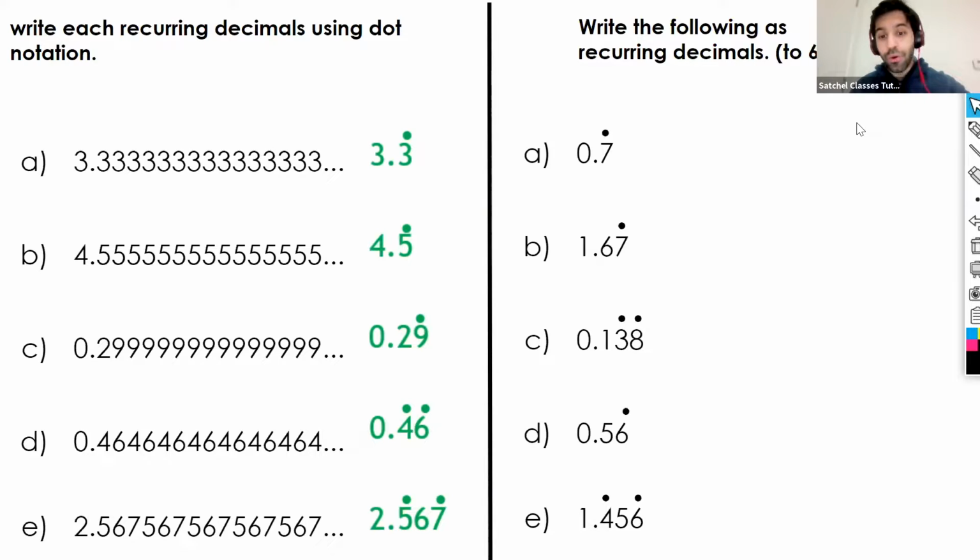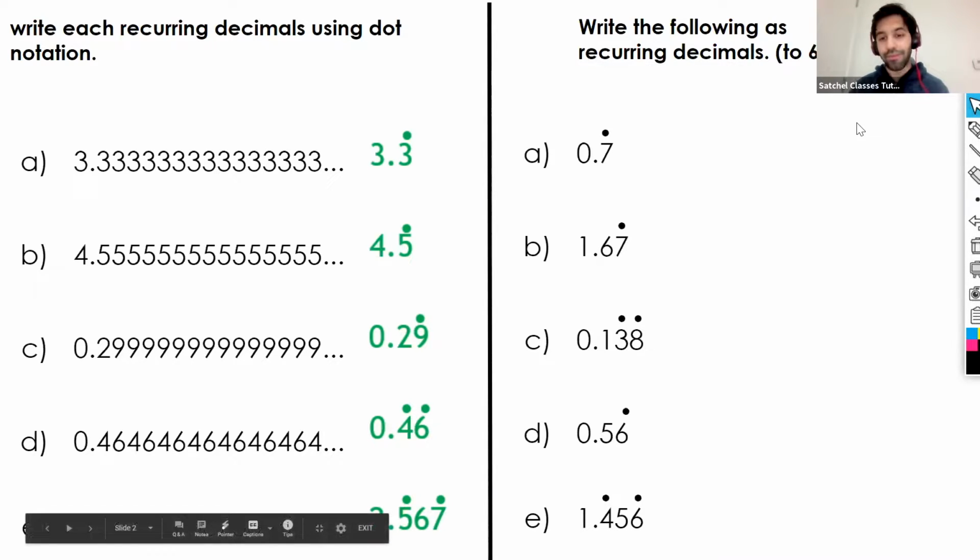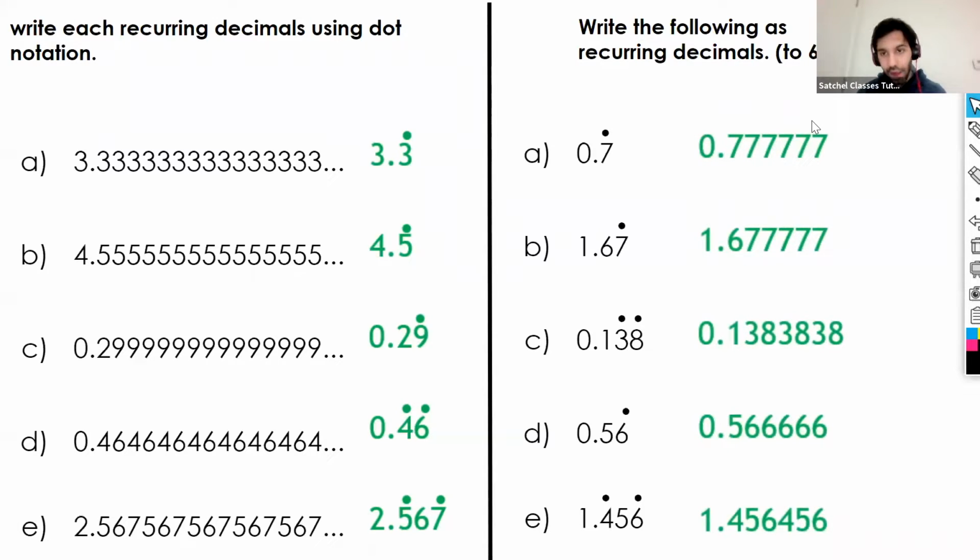And now over here we have 0.138, so the 3 and the 8 are going to be recurring, so our answer is going to be 0.138383838 to 6 decimal places. Here we have 0.56, so similar to question B, this is going to be 0.5 with the 6 recurring, and over here, all 3 digits are going to be recurring. So our answer is going to be 1.456, 456, 456, and so on. So here are the answers revealed again. So again, pause the video, absorb what's going on, and then you can move on.